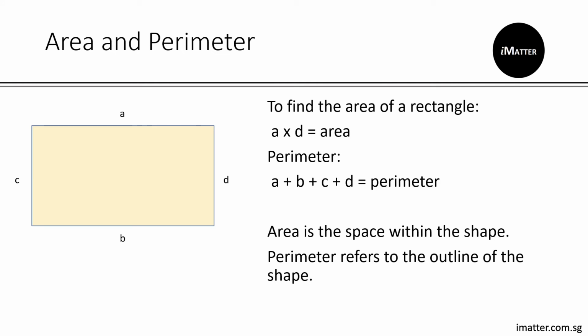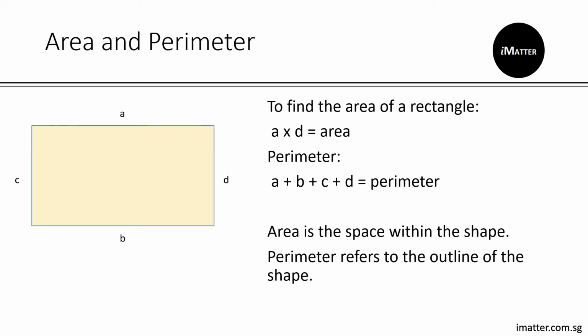So this shown is a rectangle. Now to find the area of a rectangle, the formula is very easy, which is length times breadth, which is basically A times B, and that will give you an area. The area is the space within the shape, which is the one colored in yellowish.